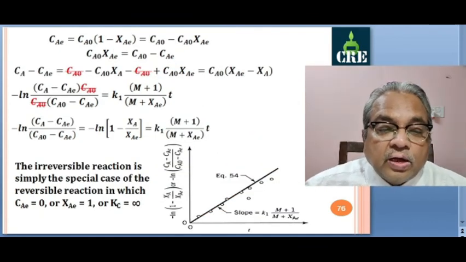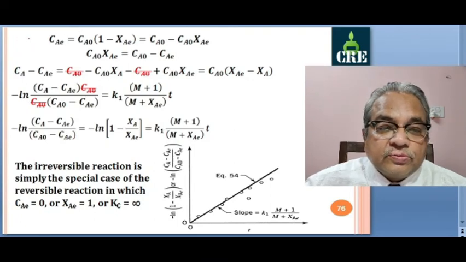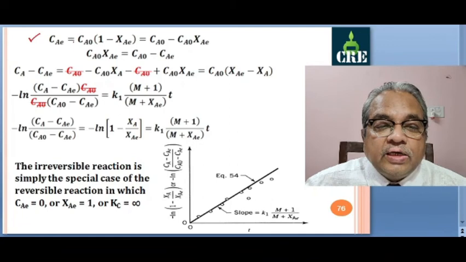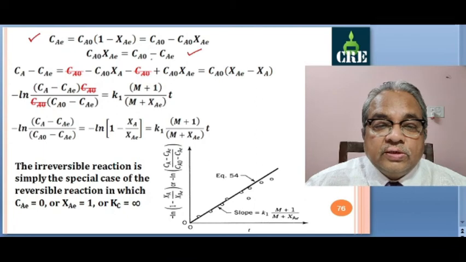This I can write in terms of concentrations by using the relationships. Now CA at equilibrium is nothing but CA0 into 1 minus XAE, because CA is CA0 into 1 minus XA. So CAE is CA0 into 1 minus XAE. This is CA0 minus CA0 XAE. So CA0 XAE becomes CA0 minus CAE from this relationship.